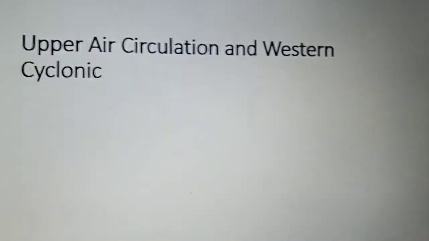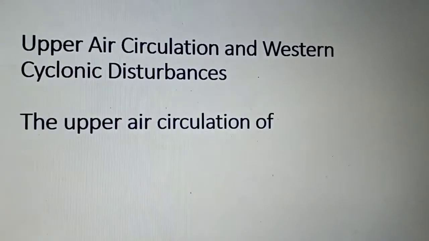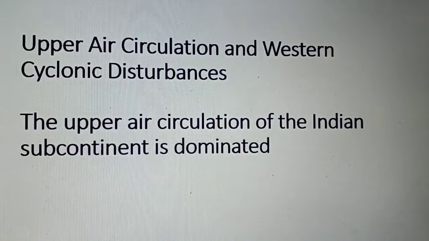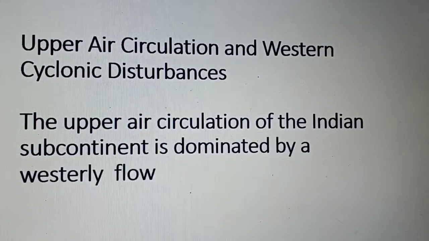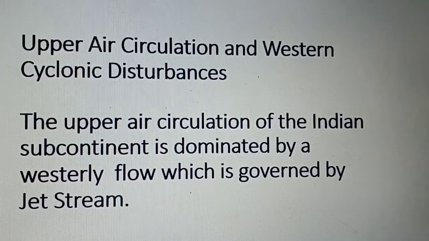Second, upper air circulation and western cyclonic disturbance. The upper air circulation of the Indian subcontinent is dominated by a westerly flow. Westerly flow means those winds flow from west to east. The upper air circulation over India is dominated by the westerly flow because they flow from west to east.